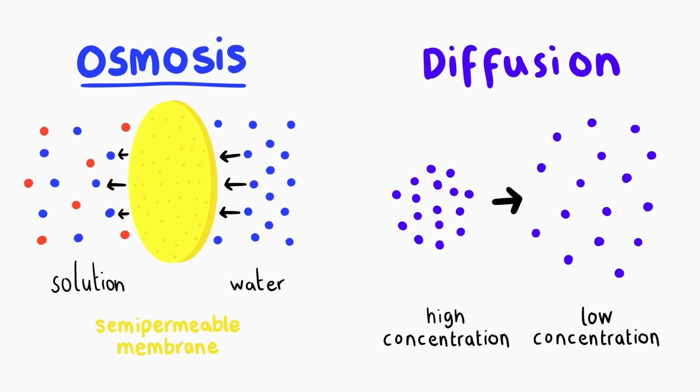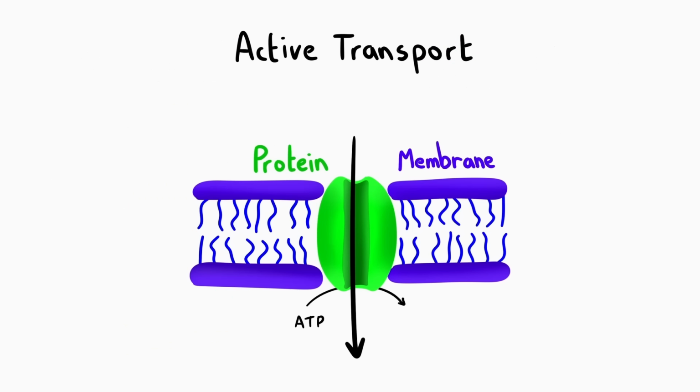The key difference between osmosis and diffusion is that osmosis specifically refers to the movement of water molecules across a membrane. Diffusion, on the other hand, can involve any substance. Water is constantly moving into and out of cells by osmosis. Now let's move on to active transport.